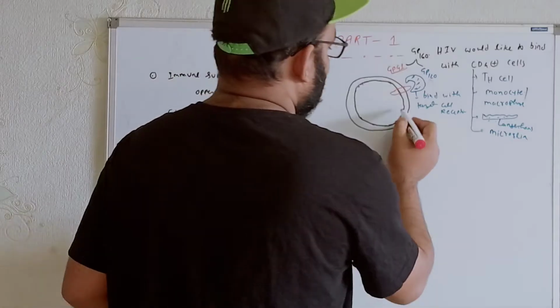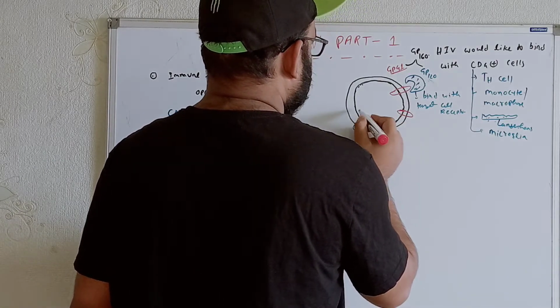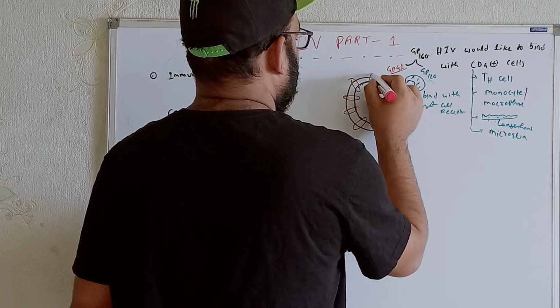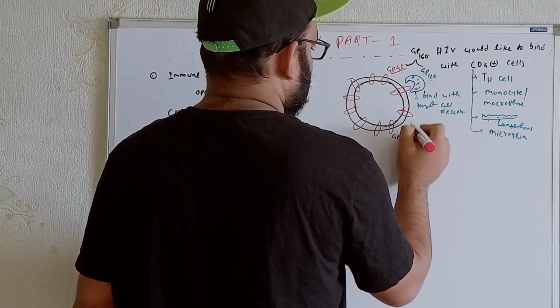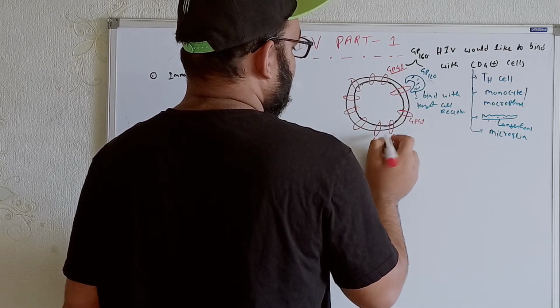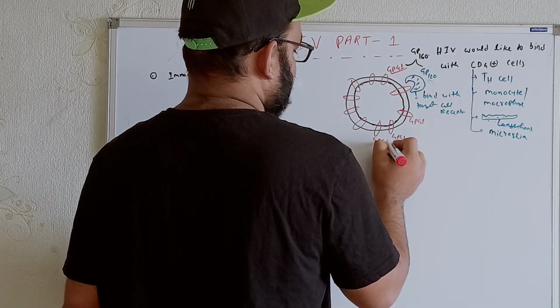In the same way, we will get GP41 over here, all over the membrane. Here we will also get GP41. Here we will also get GP41. Along with those, we will also get the protein GP120, right? GP120, GP41.